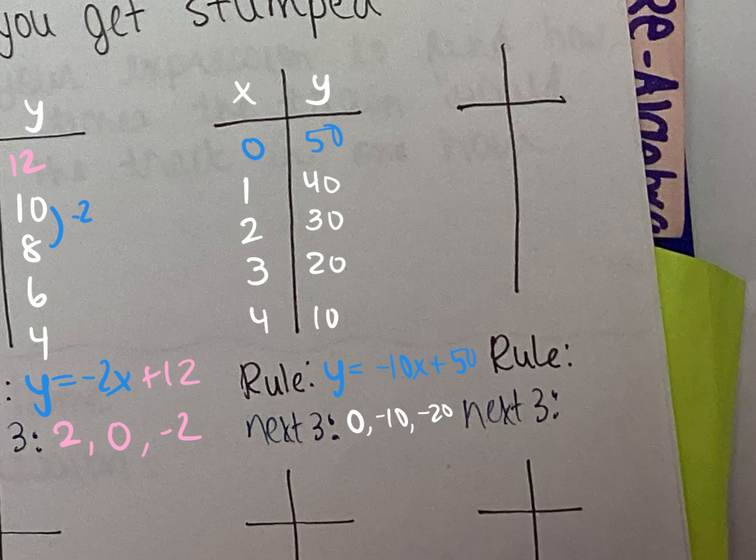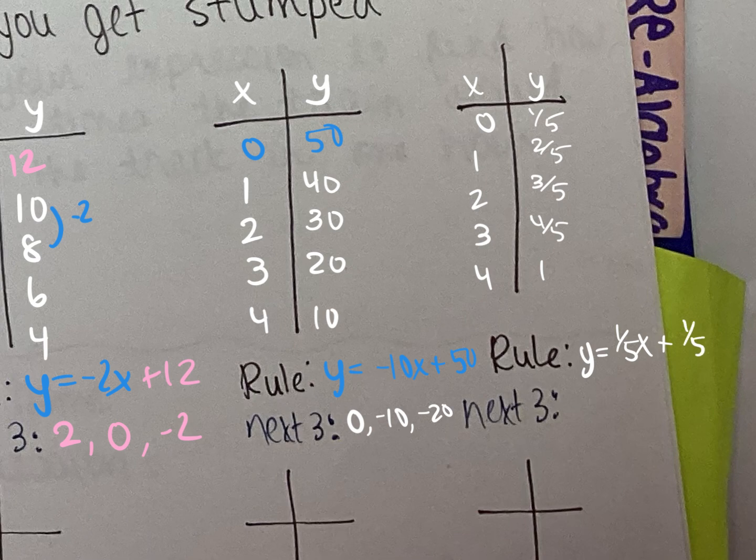Okay, here's your next one. How much am I going up and what matches 0? Type in your rule. We're going up 1/5, and if I backed it up to 0, it would also be 1/5. Type in the next 3 numbers. 1 1/5, 1 2/5, 1 3/5.